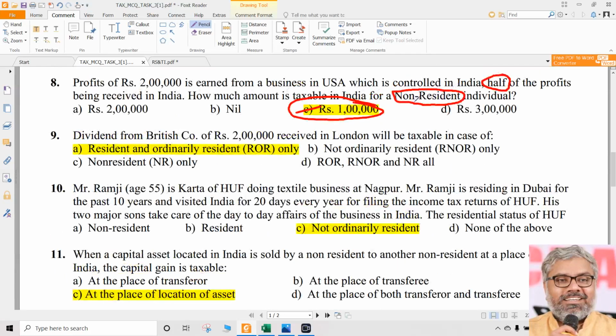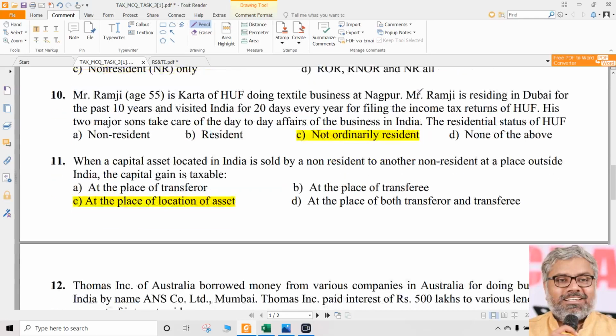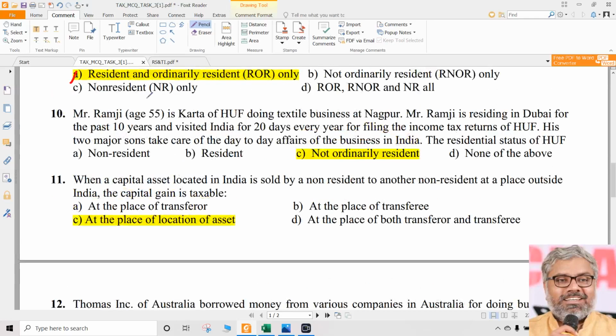Why? This person is non-resident. Only that which is either earned in India or received in India will be taxable. It is not earned in India, but it is received in India, though not fully, half only. So 2 lakhs half means 1 lakh. That is the answer. Then question number 9. Dividends from a British company of 2 lakh rupees received in London will be taxable in case of whom? Because the income is related to outside India and received also outside India, naturally it is taxable only for ROR. For all others, it is not taxable. That's it. Straight question.